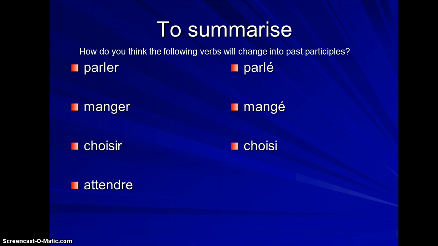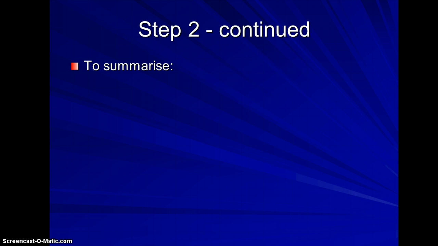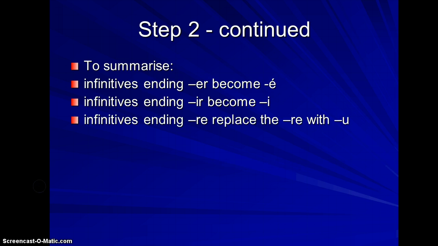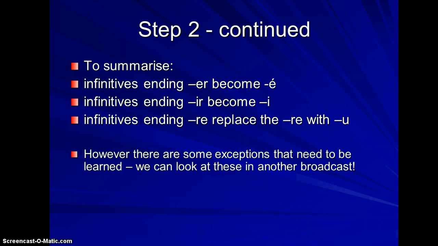Can you remember the rule for changing the RE on an RE verb? That's right. You add a U. So attendre becomes attendu. So to summarize this step one more time, infinitives ending ER become E with an accent, IR become I, and RE replace the RE with a U. However, there are some exceptions that need to be learned, but we're not going to look at those today. We're going to concentrate on the more straightforward forms.